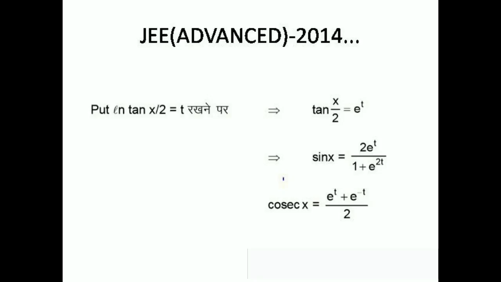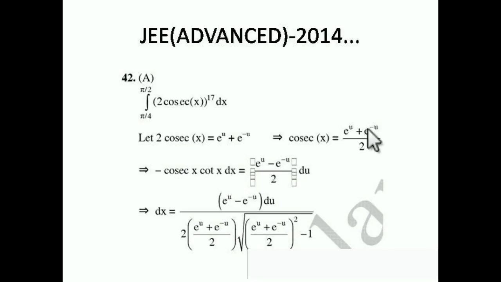Now see, we have here cosec x is equal to e raised to u plus e raised to minus u by 2. So its differentiation, minus cosec x cot x dx, is equal to again e raised to u minus e raised to minus u by 2 du. Now most important thing here, what is dx? dx is equal to e raised to u minus e raised to minus u by 2 du upon cosec x cot x. So cosec x is equal to e raised to u plus e raised to minus u by 2.